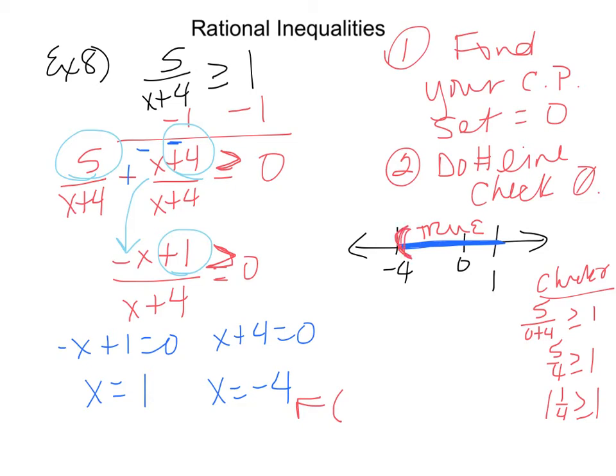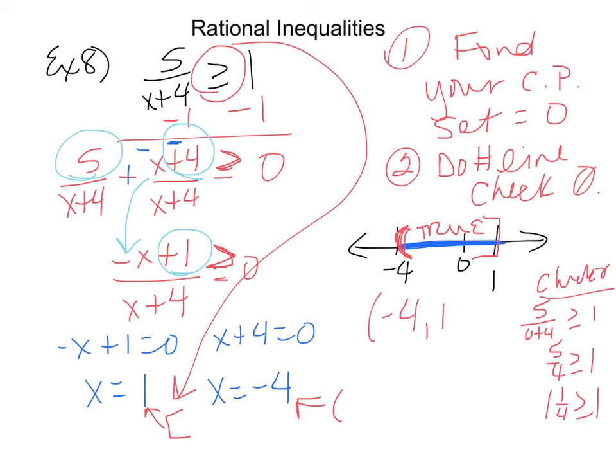So on negative 4 is a parenthesis, but on the 1, that's going to be a bracket because my symbol is an or equal to symbol. So I have a parenthesis in the denominator and a bracket for the numerator. So that's a little different than our quadratics that you're looking at, but still doable.